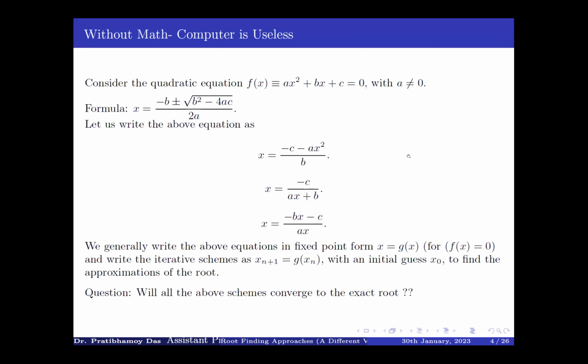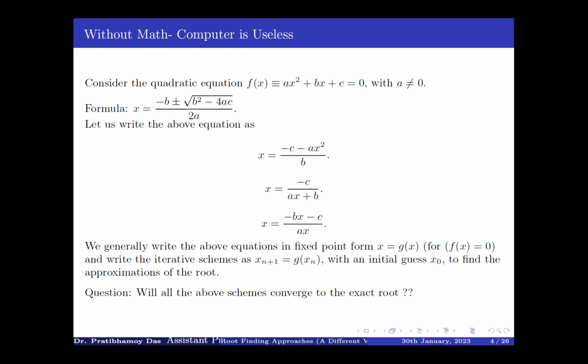Now this slide I have shown previously also. So what is the essence of this slide? The essence is that I am solving a second order equation, a second order polynomial. Okay, I know the exact roots, everybody knows, minus b plus minus the square root. But the idea is to develop an effective algorithm which will converge to that exact value.